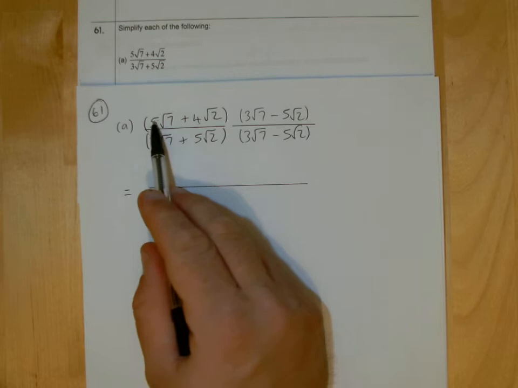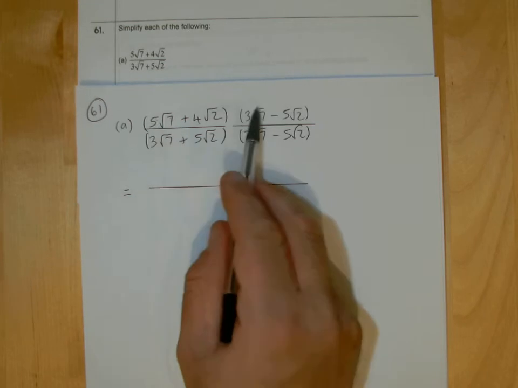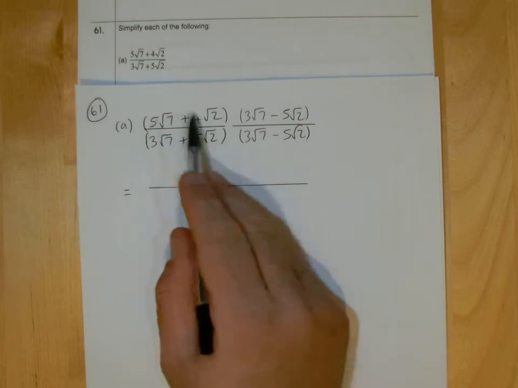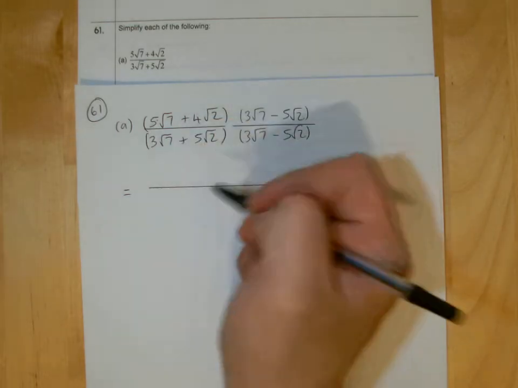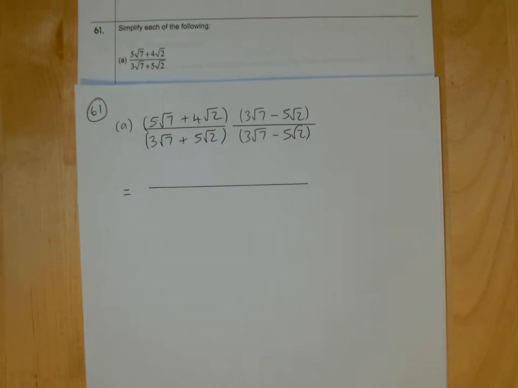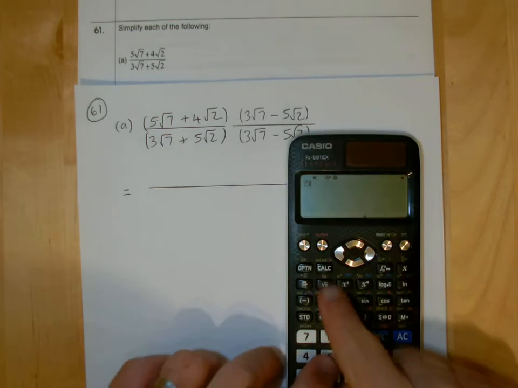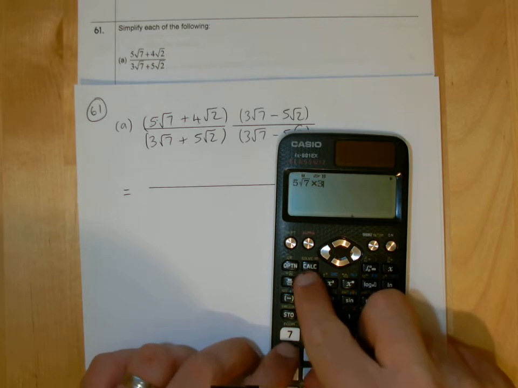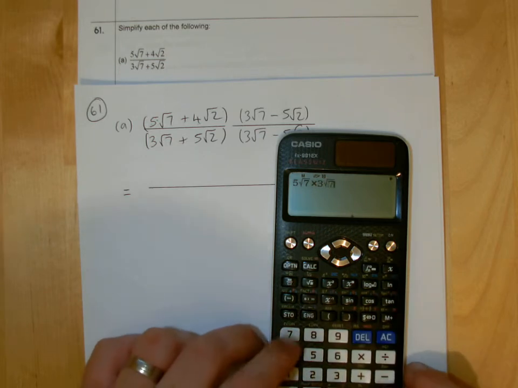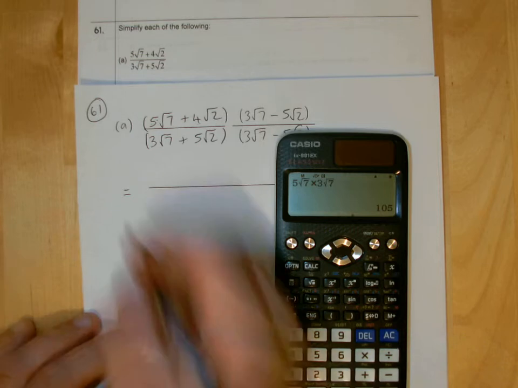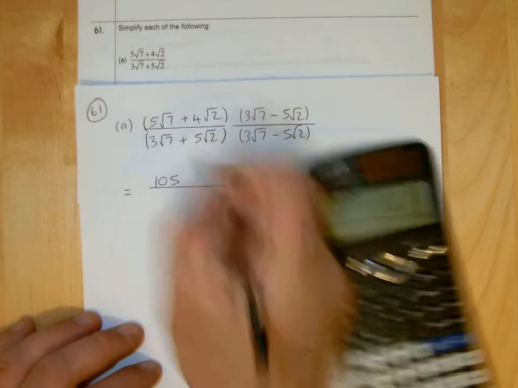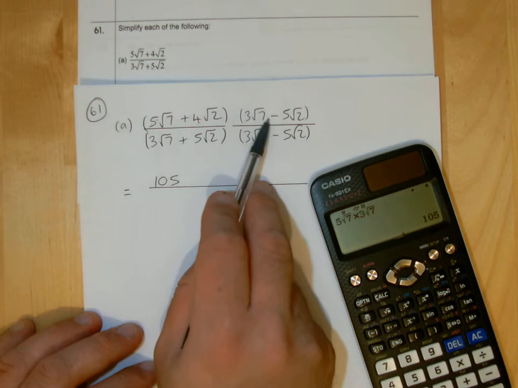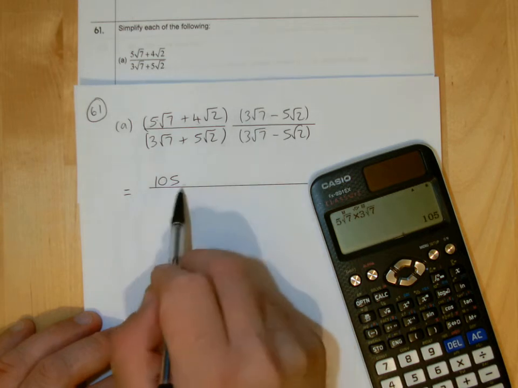So in the first here, 5 root 7 times 3 root 7 will be 15 times 7. So I'm going to do it without a calculator, but it's good, you know, in the exam, there's no problem in doing 5 root 7 there times 3 root 7, and it comes out to be 105. Okay, ultimately we're doing 5 times 3, which is 15, and then root 7 times root 7, which is 7, and 15 times 7 is 105.